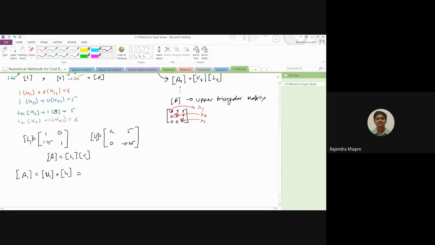I'm going to write down the upper triangular matrix first. This is 4, 5, 0, minus 0.25, multiplied by the lower triangular matrix, which is 1, 0, 1.25 and 1. If you multiply this, you should get one new matrix. The first value will be 4 into 1 plus 5 into 1.25. How much is this?